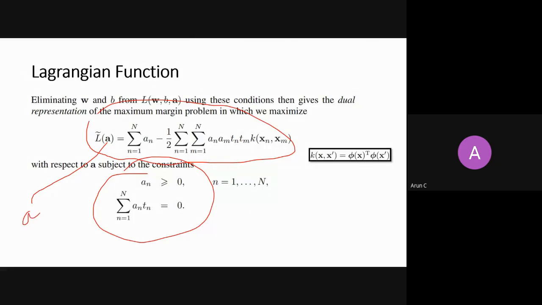Are you clear on this point, what I just said? I derived this formulation in dual representation, and I am asking that if I get a solution for A, this is what I need exactly, right? This A is nothing but a vector, and it will have some zeros and some non-zeros. Zeros are for points which are beyond the margins, and non-zeros are for points which are on the margin, right?